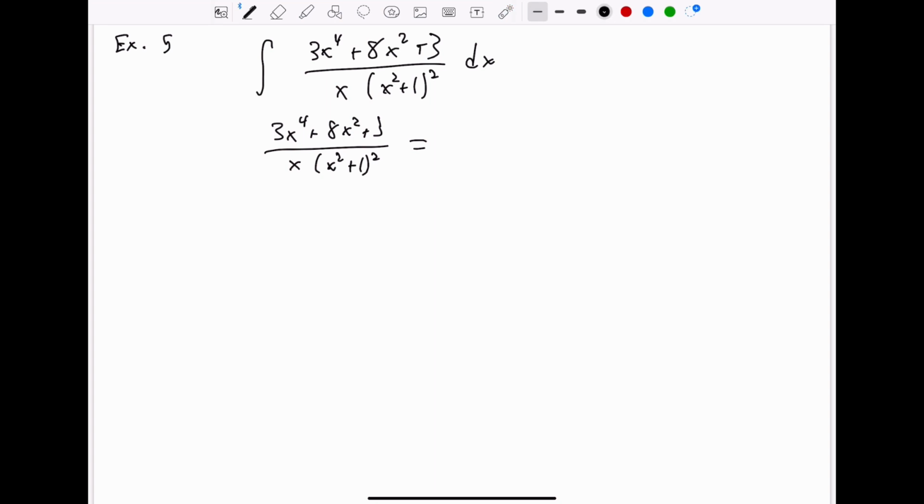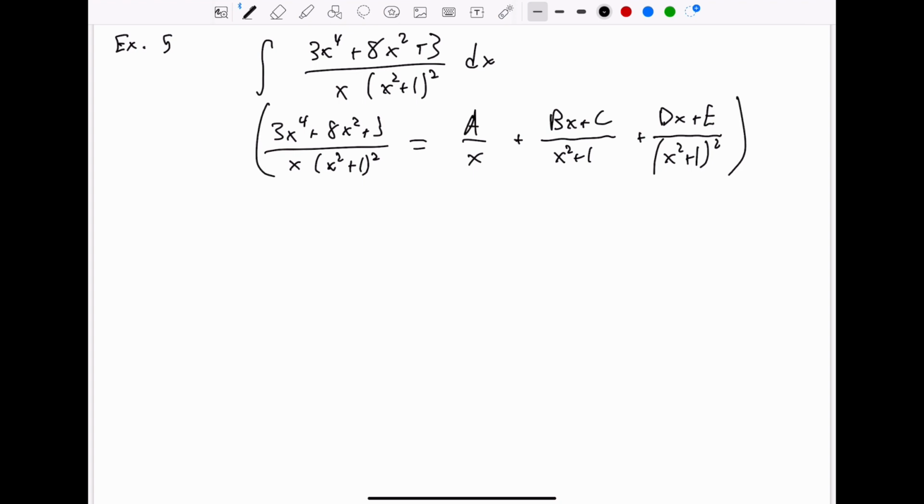The first one's linear, so I write A divided by x. For the next factor, I have a repeated quadratic factor. This will give me two fractions. The first one has a denominator of x squared plus 1. The second one has a denominator of x squared plus 1 quantity squared. In both of these numerators, I have linears, Bx plus C and Dx plus E. I want to solve for these constants now.